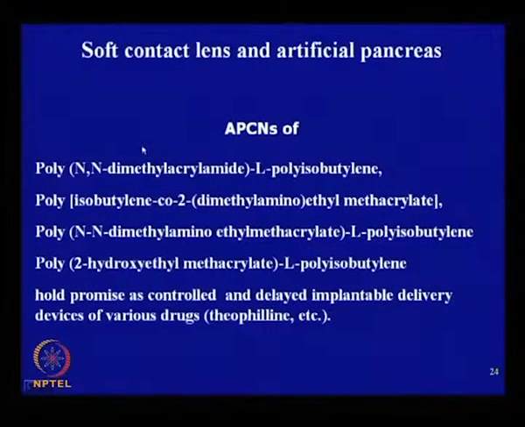Now, there are a few systems of amphiphilic co-network, means hydrophilic as well as hydrophobic networks: poly N,N dimethyl acrylamide, L polyisobutylene, poly 2 dimethyl amino ethyl methacrylate, poly N,N dimethyl amino ethyl methacrylate, L polyisobutylene, poly 2 hydroxy ethyl methacrylate, L polyisobutylene. These hold promise as controlled and delayed implantable delivery devices of various drugs also.